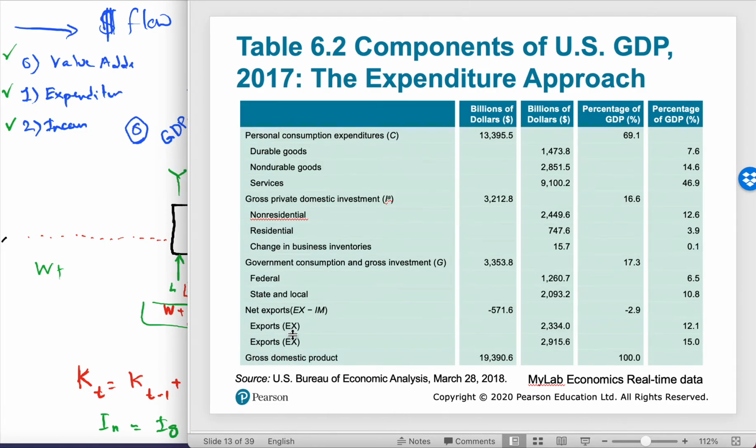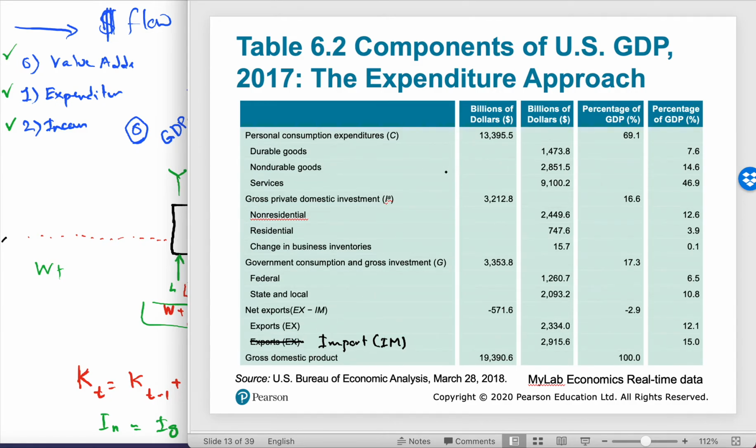I think this is a mistake. This should be export and this should be import. So I will correct it here. Import. And in the book, it's like im. Okay. And which one is bigger? It shows whether the country is a net importer or net exporter.